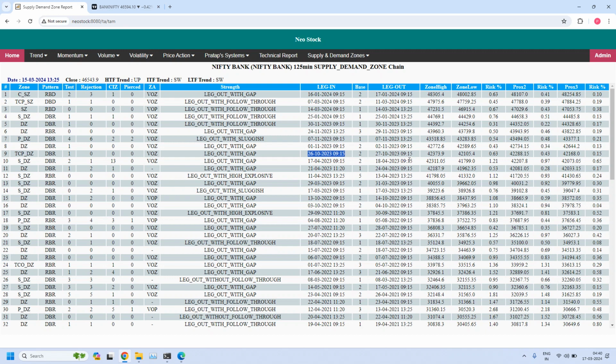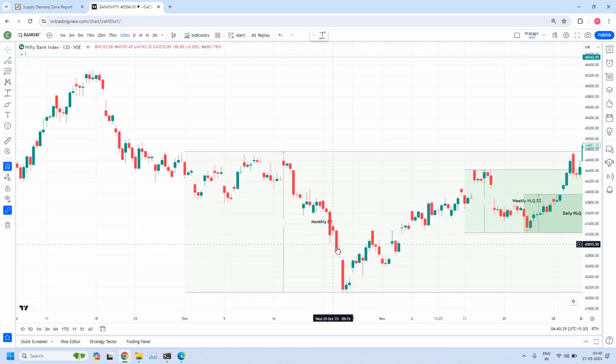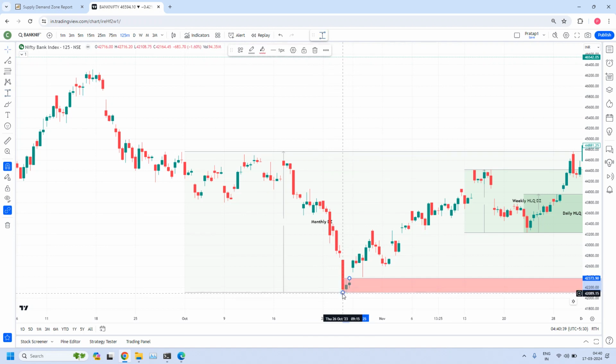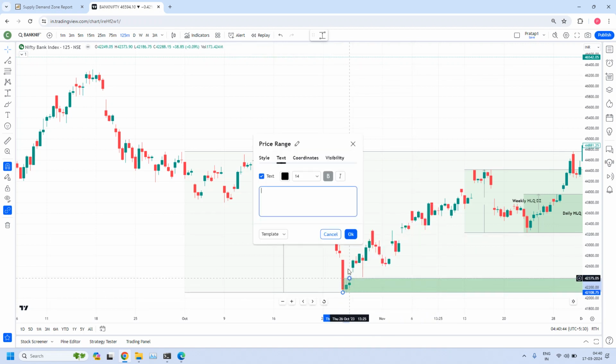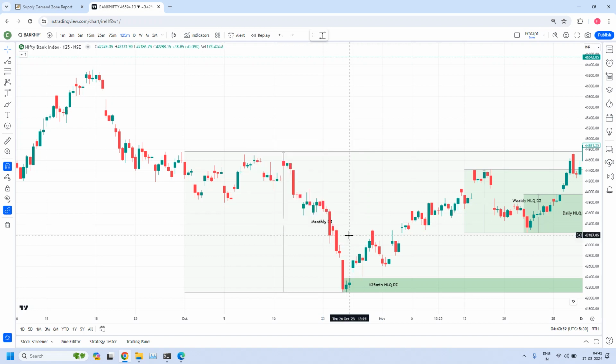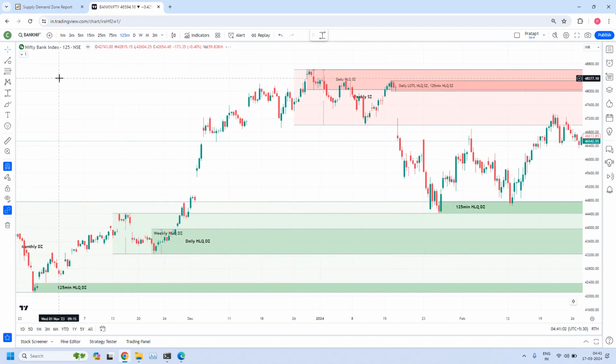and two base candles, 26/10 9:15 is the leg out. This is the one with the hidden gap. So that means till here we don't have 125 minutes high liquidity demand zones. This is a 125 minutes high liquidity demand zone.